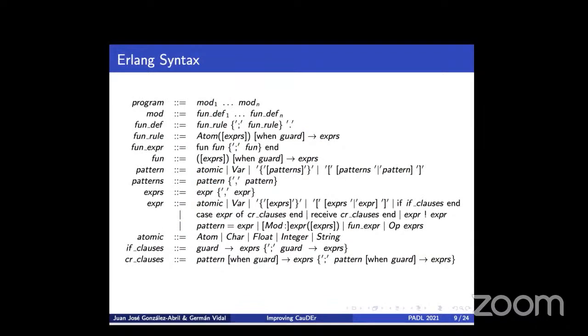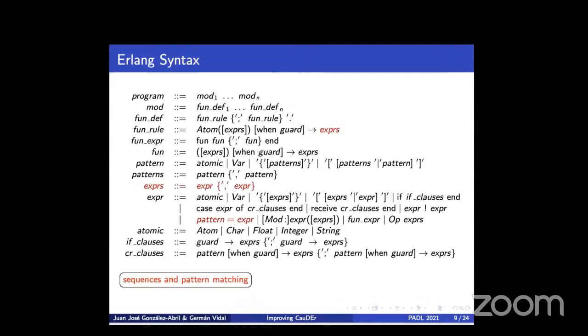Okay, so this is the syntax of the language that we consider in this work. You can find the details in the paper. So let me just mention what are the main differences with respect to our previous approaches to reversible debugging, where we consider core Erlang instead. On the one hand, we have sequences. A sequence has this form, and evaluation proceeds from left to right. So we evaluate E1, then we evaluate E2, etc. And the complete sequence is reduced to the evaluation of En.